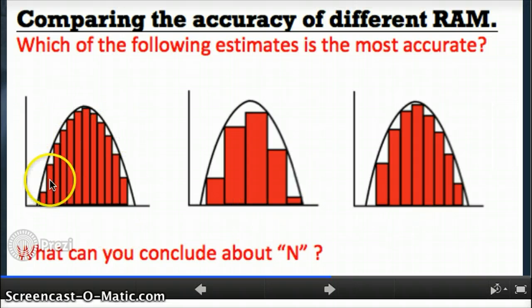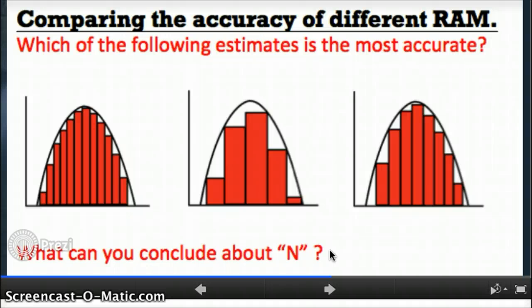Right, the first one is. And one way to articulate why is that the shaded rectangular area in red comes closest to filling up the entire parabola. The gaps are smaller than, for example, the gaps here, which is actually the worst approximation. And that's because there's so much space in between the line and the actual rectangles. So take a step back and see if you can identify why this is the best approximation and this is the worst. What can you conclude about n?